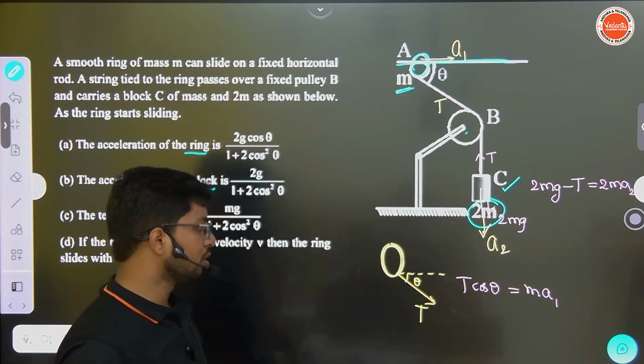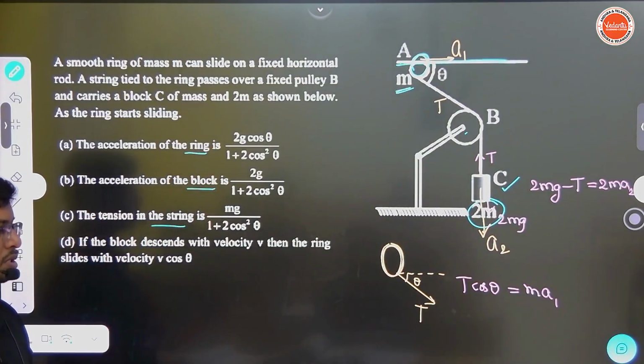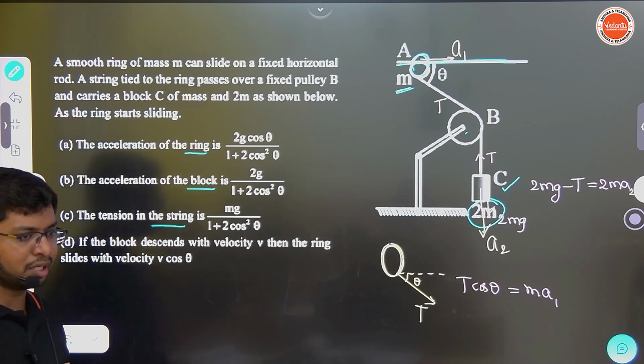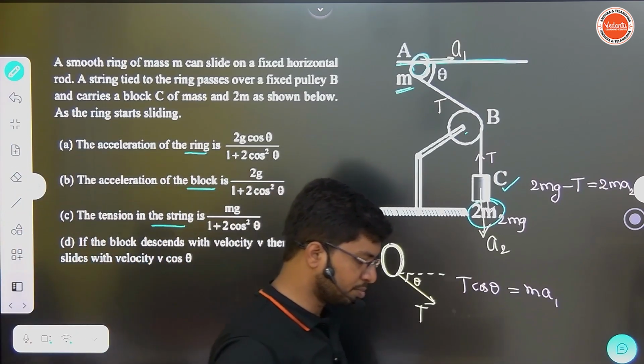Clear? Now how many unknowns and how many equations do we have? 3 unknowns, a1, a2 and T, right? And only 2 equations we have. What is the other equation that we should bring here?